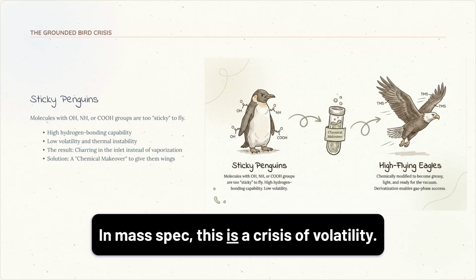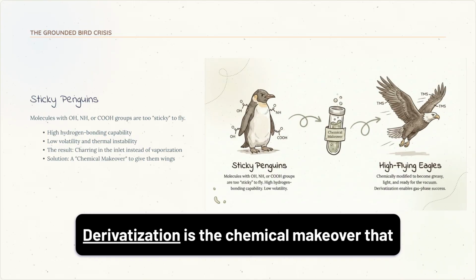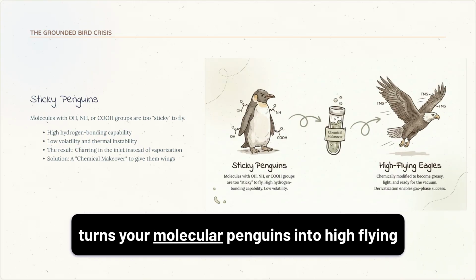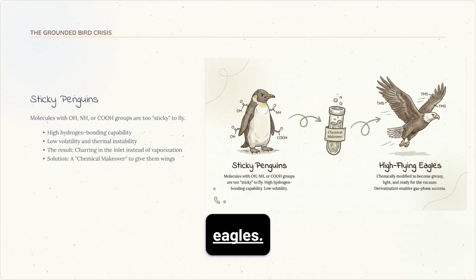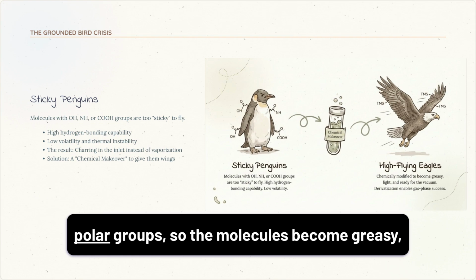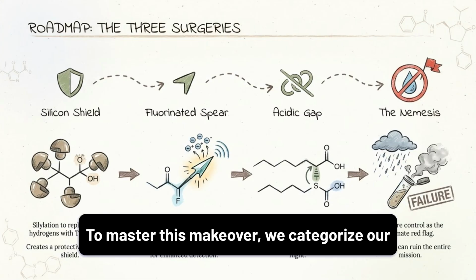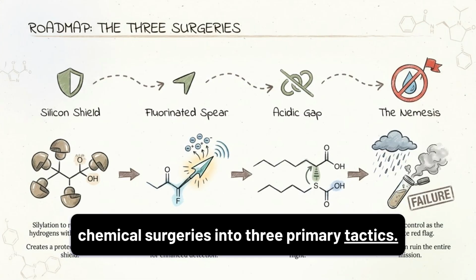In mass spec, this is a crisis of volatility. Derivatization is the chemical makeover that turns your molecular penguins into high-flying eagles. We are going to chemically modify those polar groups so the molecules become greasy, light, and ready for the vacuum. To master this makeover, we categorize our chemical surgeries into three primary tactics.